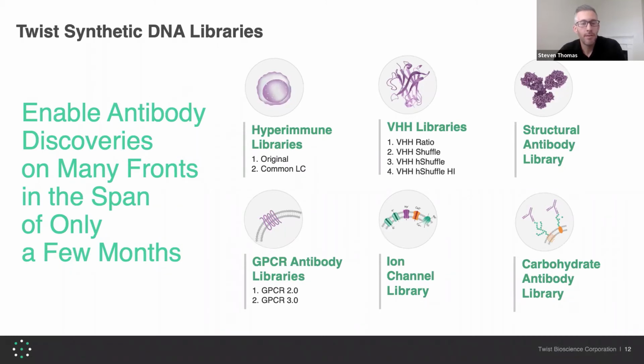So here's a snapshot of some of the libraries that are currently available. This is not exhaustive at this point, but this is a pretty good overview of what we bring to the table for antibody discovery. So we have the so-called Hyperimmune Library series. This is on a Fab scaffold, and this is based on fully human naive diversity. We also have a common light chain version of this that incorporates a fixed trastuzumab light chain framework for folks that are interested in bispecific development.